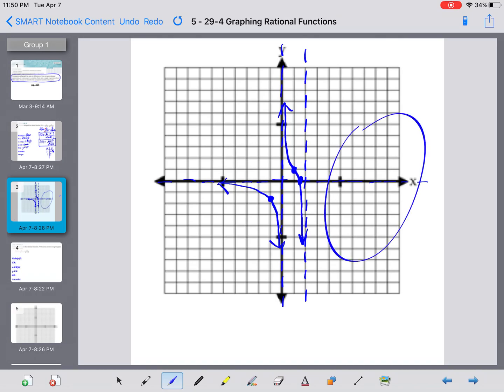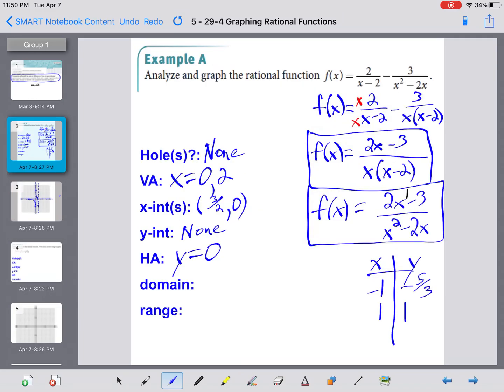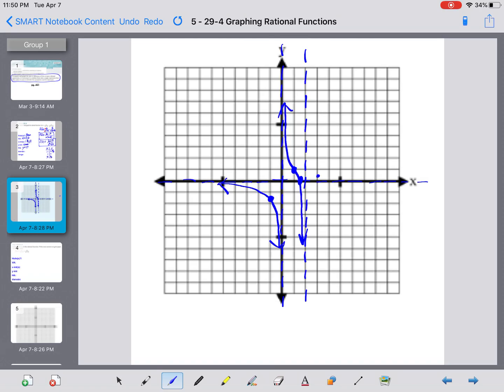Okay. Now, last one, I need to find out what's happening over here to the right. So let's plug in 3. If I plug in 3, I get 4 minus 3, which is 1 up top. On the bottom, I get 3 out front. And I get 3 minus 2, which is 1. So that's 1/3 for 3. Again, I can always do more points. You want at least 1 point in each region, so you feel good about what's going on. So there's 3 and 1/3, or 3 comma 1/3. So I know this last branch is in the top right corner of my asymptotes. There's my graph.